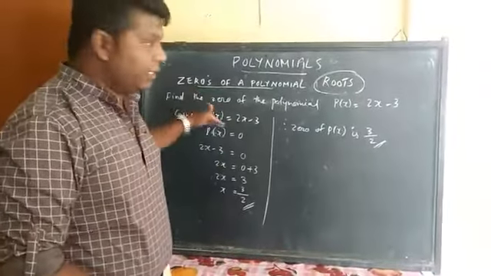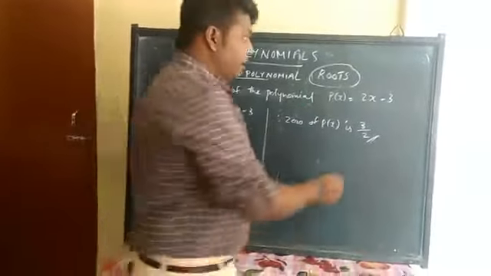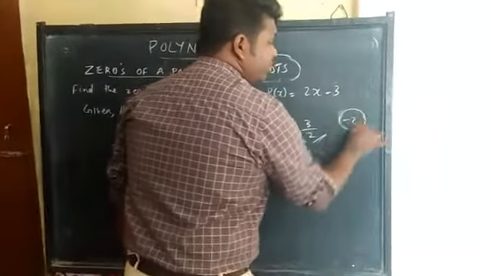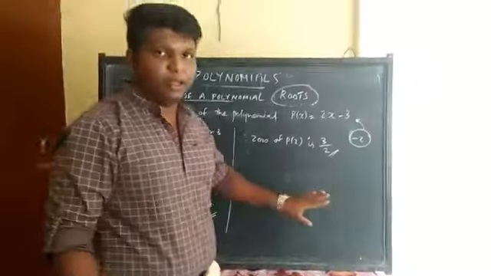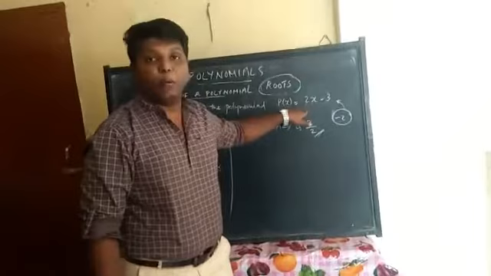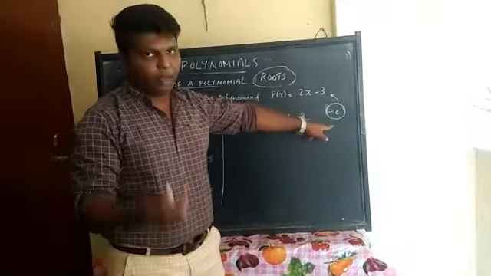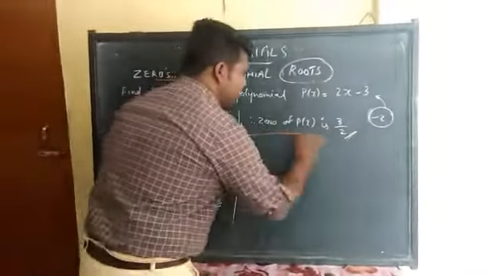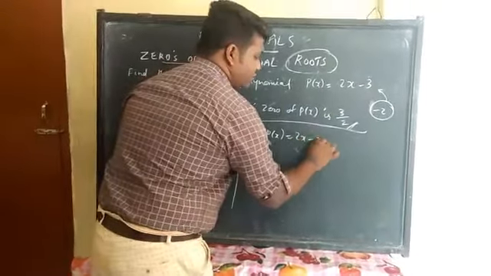Verify whether a given number is a 0. For example, in this question they are asking you to verify whether minus 2 is a 0 of this polynomial. Verify whether minus 2 is the 0 of this given polynomial or not. We have to verify. Let's check it out. How will we verify? See in the same question, p of x is given as 2x minus 3.